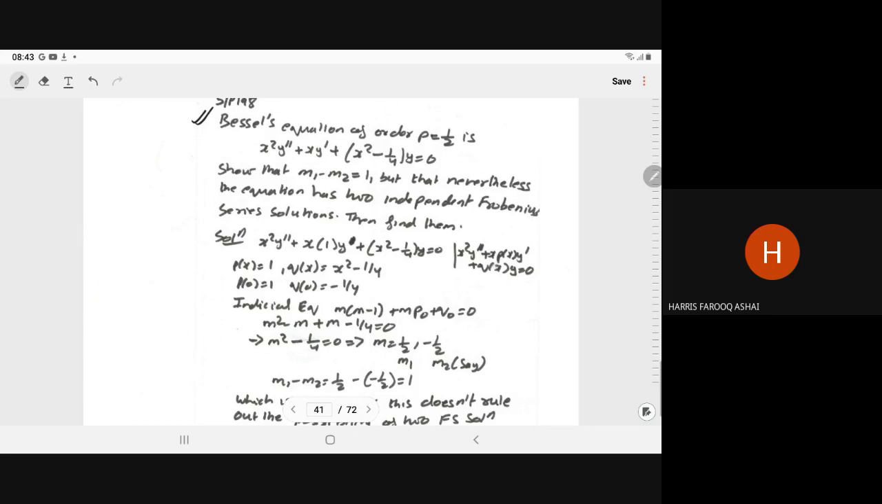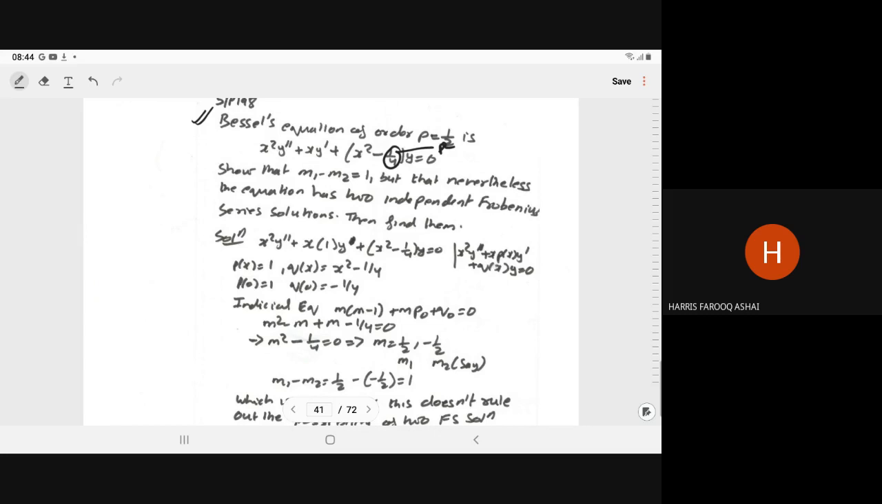One of them is this: the Bessel equation of order p equal to half, which is x square y double dash plus x y dash plus x square minus 1 by 4 y equal to 0. In general, at this place we have p square, so just in place of p we are putting p equal to half. So that m1 minus m2 is equal to 1, meaning the difference is a positive integer.